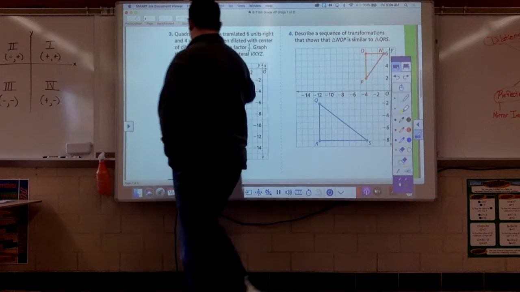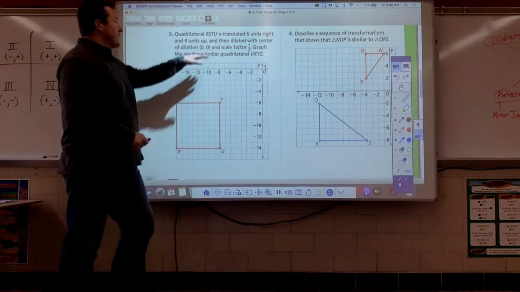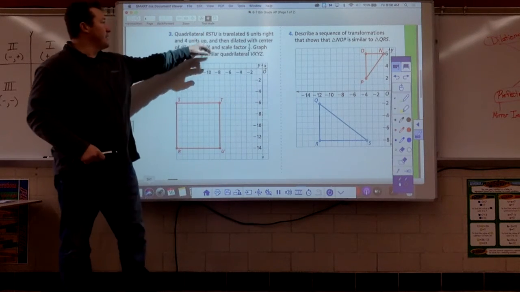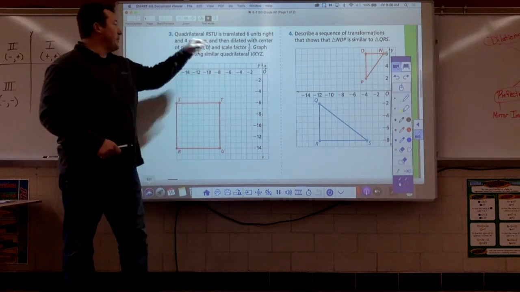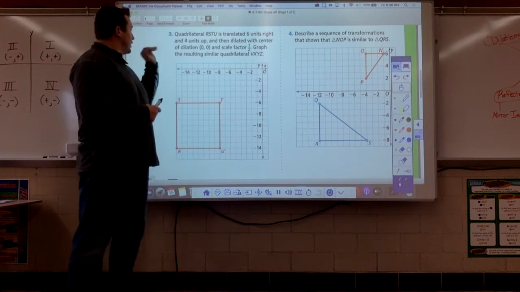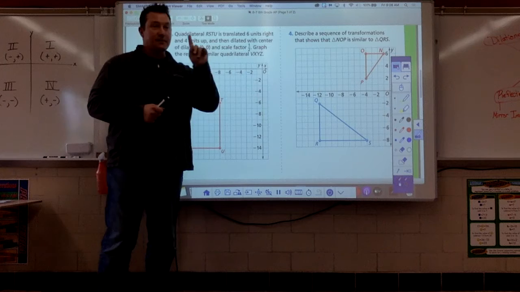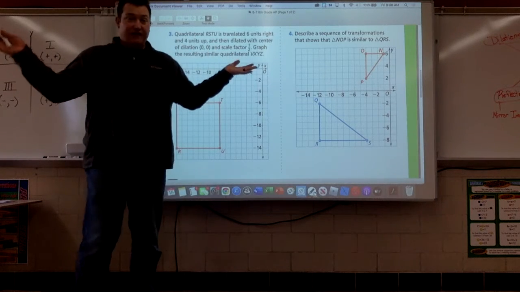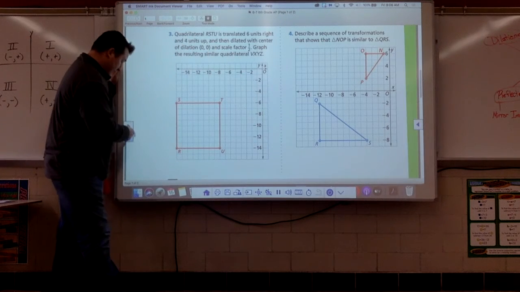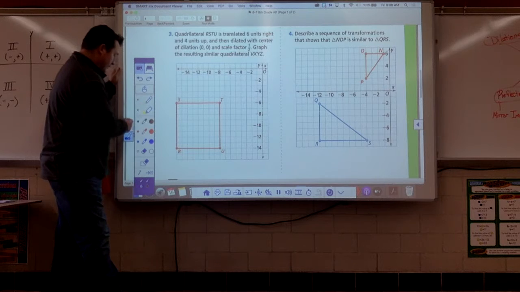All right, quadrilateral. Here it is, RSTU. Translated 6 right, 4 up, then dilated by a scale factor of 1/2. Graph the resulting similar quadrilateral. We just have to move this one. You guys think we can do this? Yep. I would hope that we can.